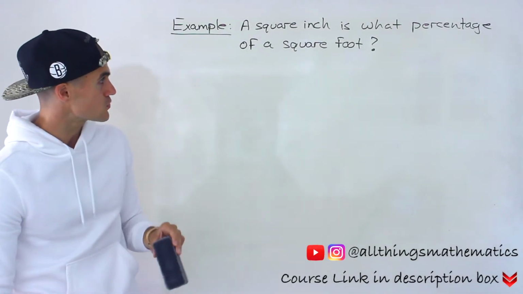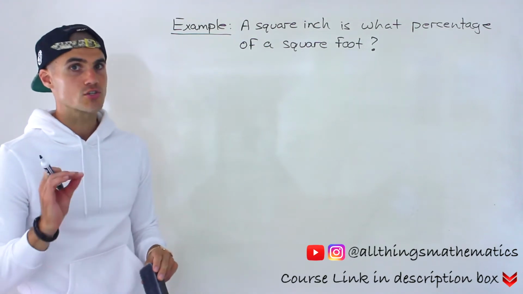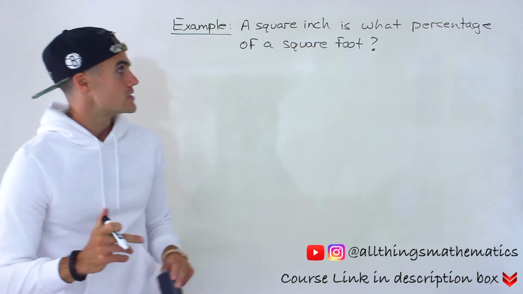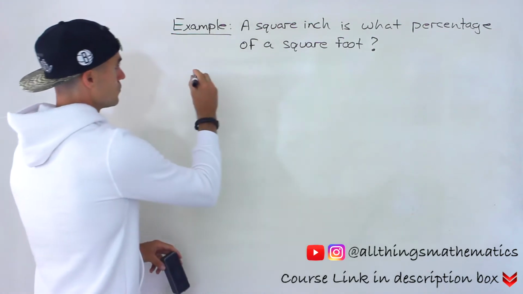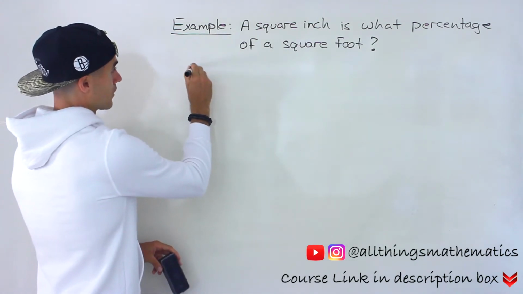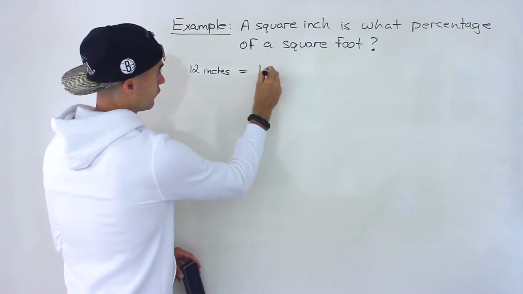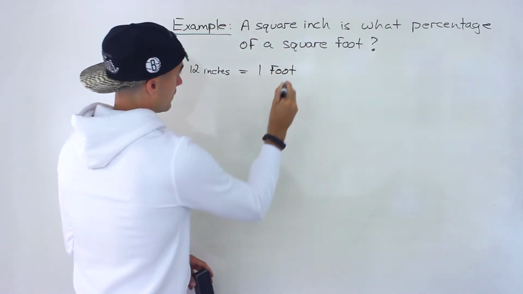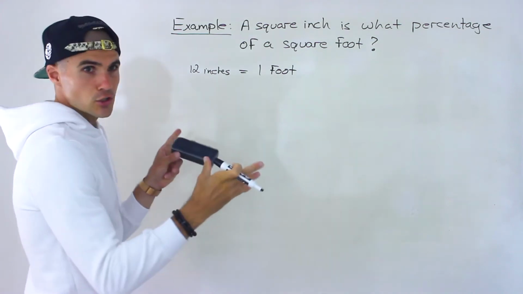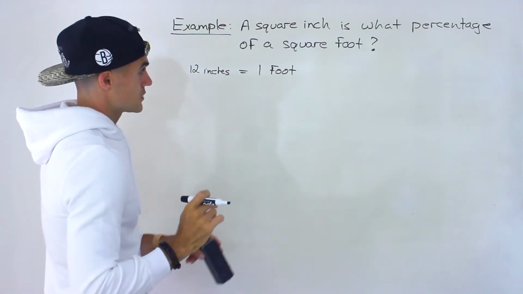So a square inch is what percentage of a square foot? To start off as a review, we know that there are 12 inches in 1 foot. And so what we're going to try to do is get the units the same, so figuring out that percentage is going to be easy.